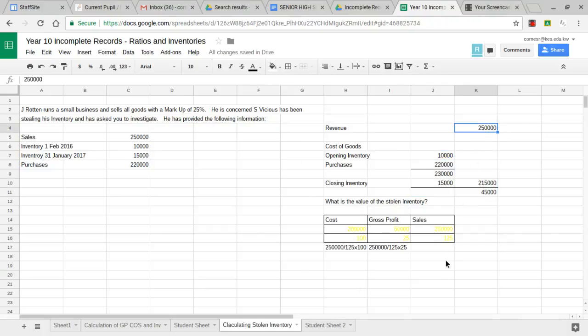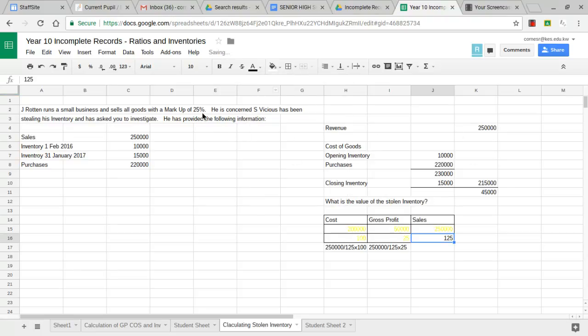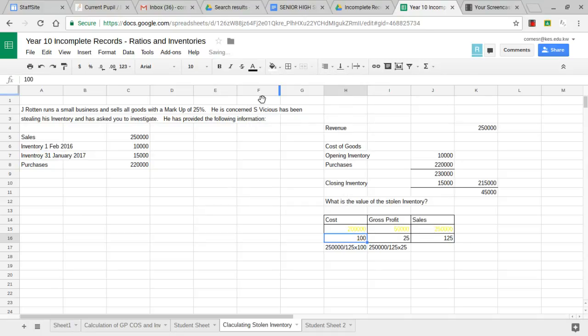Now I can use this information along with the markup information to calculate what my cost of sales should have been, provided his markup has always been 25%. And because we're doing markup, the percentage of the sales is up from 100%. In this case, it's marked up by 25%, so it's 125%. My gross profit is going to be 25% because the gross profit effectively is the markup, and the cost is going to be 100% because the cost is always 100% when we're doing a markup question.